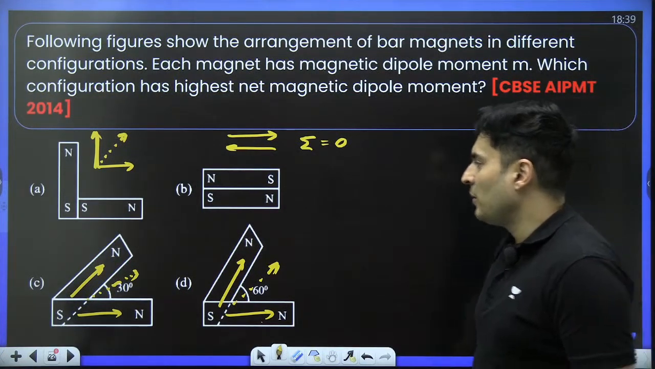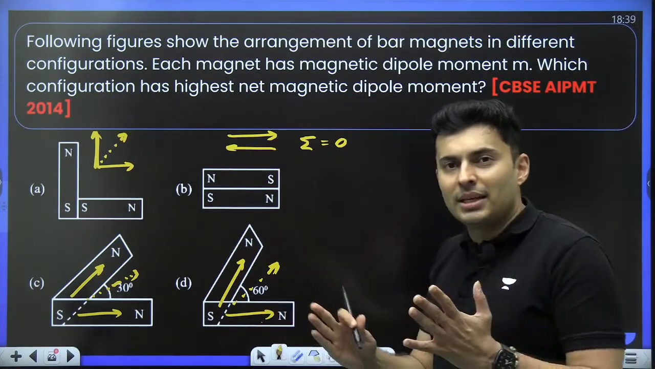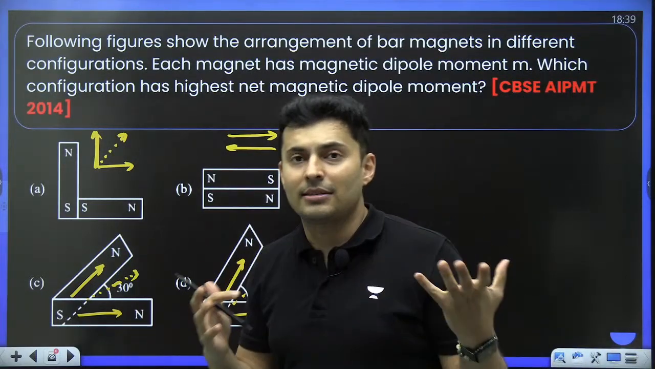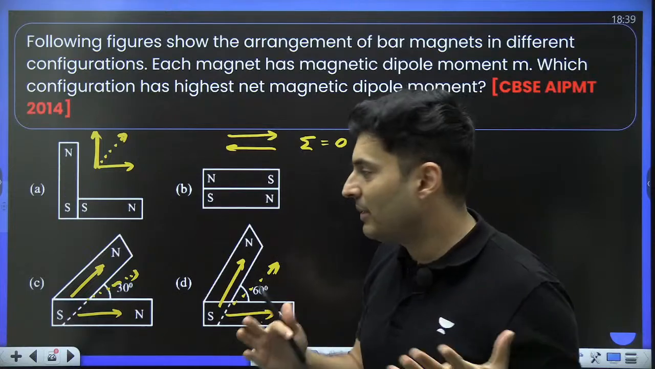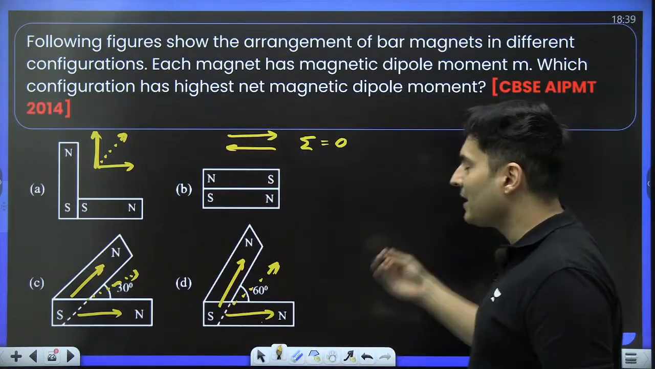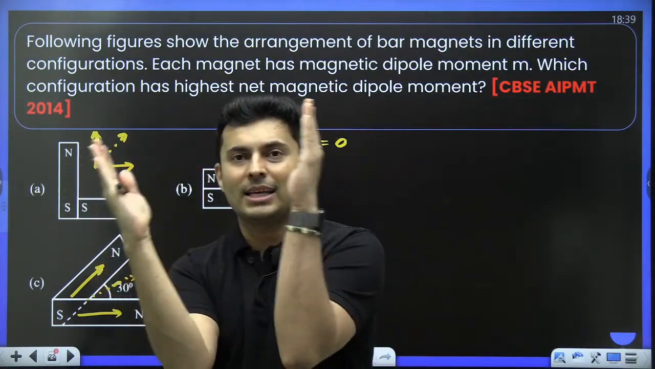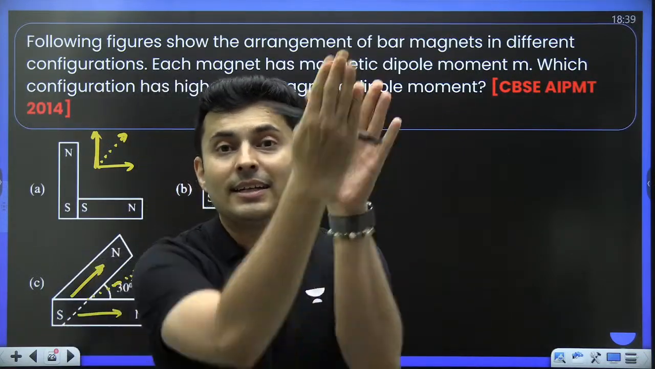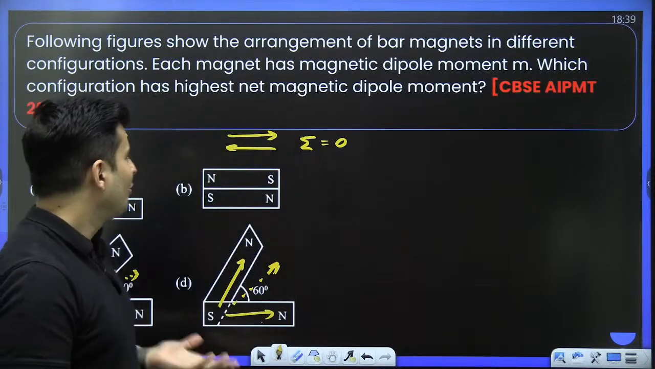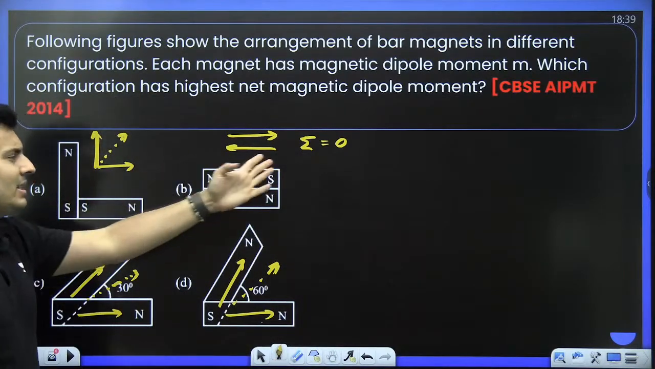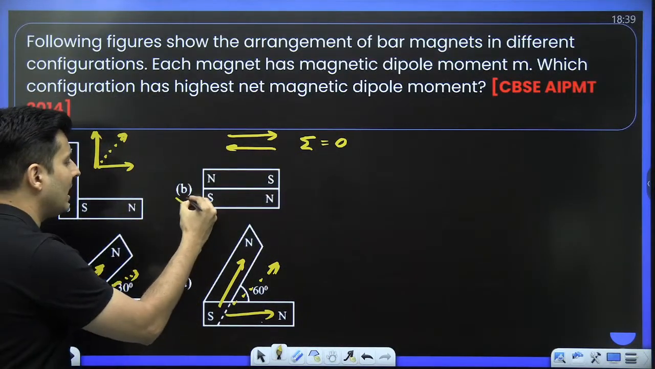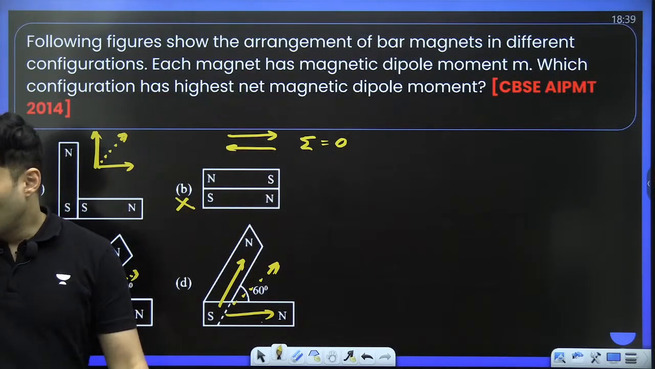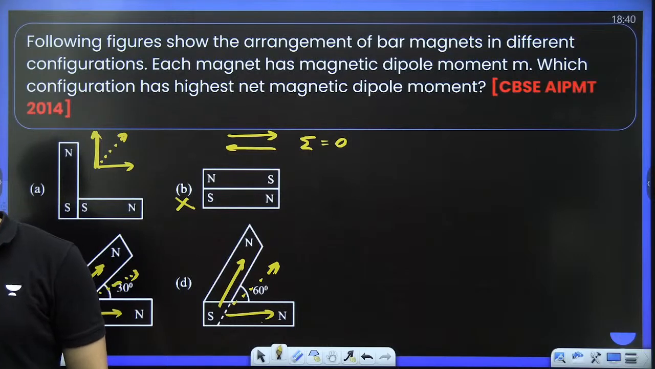Can you guess now, in which situation do you think the net dipole moment will be the highest? It's like asking you, what angle should I keep between the vectors out of these cases so that the resultant is highest? Where do you think? 90 degree? Obviously, this can't be the answer. B is obviously eliminated because it is 0. Either it is 90, 30 or 60. What do you think is the answer?